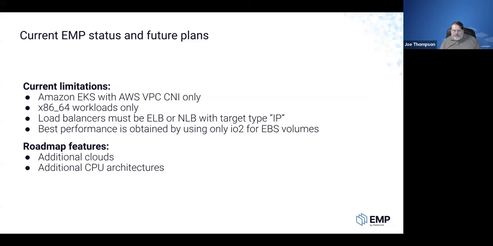Now, I mentioned that we only currently support Amazon EKS and those x86 workloads. On our roadmap, we are working towards supporting additional clouds. We're working towards supporting additional architectures. Everybody's excited about Graviton. Everybody's really excited about GPUs, and those are both on our roadmap to be supported by EMP.